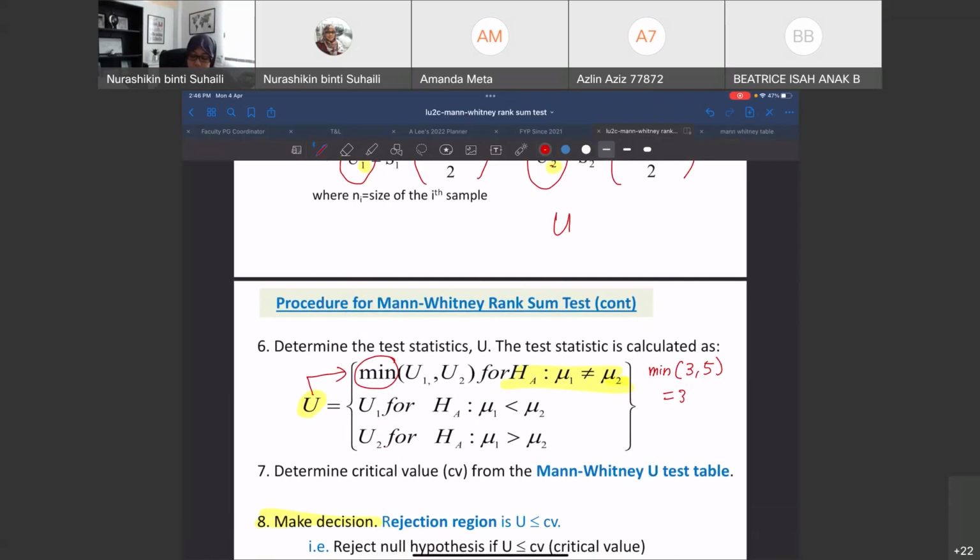So this is for this condition. But if it is one-sided, for example, U1 is less than U2, then you have to assign U equal to U1. And the other way around, if U1 is greater than U2, then you have to decide U as U2. So those are the different conditions for U depending on the alternative hypothesis that you have set. Okay, that's the sixth step.